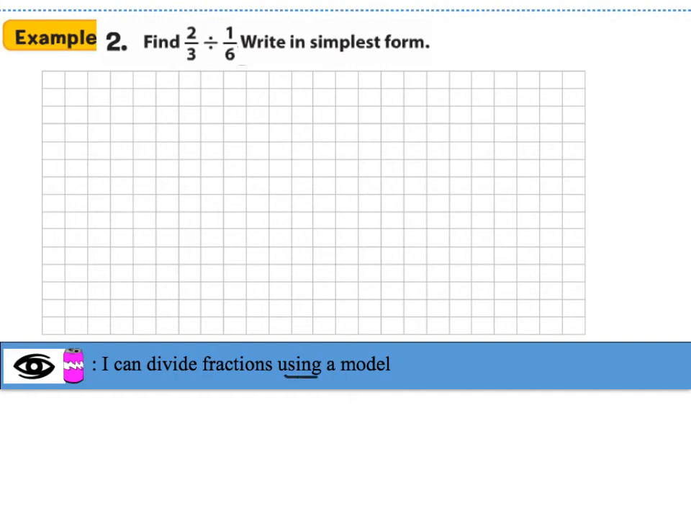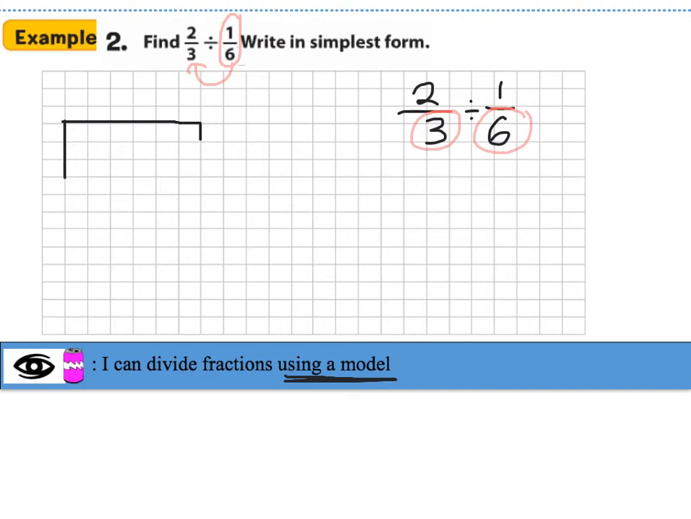For this problem, I am going to use a model because that's what the learning objective on the bottom says. And we're going to ask ourselves, how many times does the divisor, which is 1/6, go into our dividend, which is 2/3? So the first thing we have to do is create a model. I'm going to rewrite this problem, and I want to pay close attention to my denominators. My first denominator is a 3, and my second denominator is a 6. So I'm going to create a model that is 3 boxes high by 6 boxes long. So here's 3 boxes high, 1, 2, 3, by 6, 1, 2, 3, 4, 5, 6 boxes long.